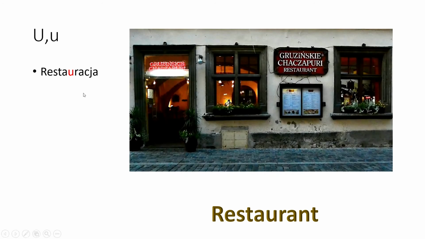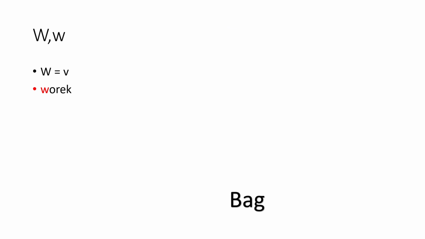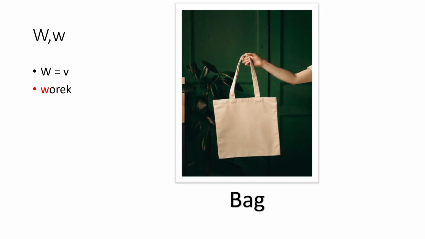Restauracja, restaurant. So here you don't say restauracja like in English. You have to pronounce each and every vowel. So restauracja. Okay? Notice that C, yeah, restauracja. So the W in Polish is pronounced V. It's the same, yeah. So V. Worek, not worek, bag.